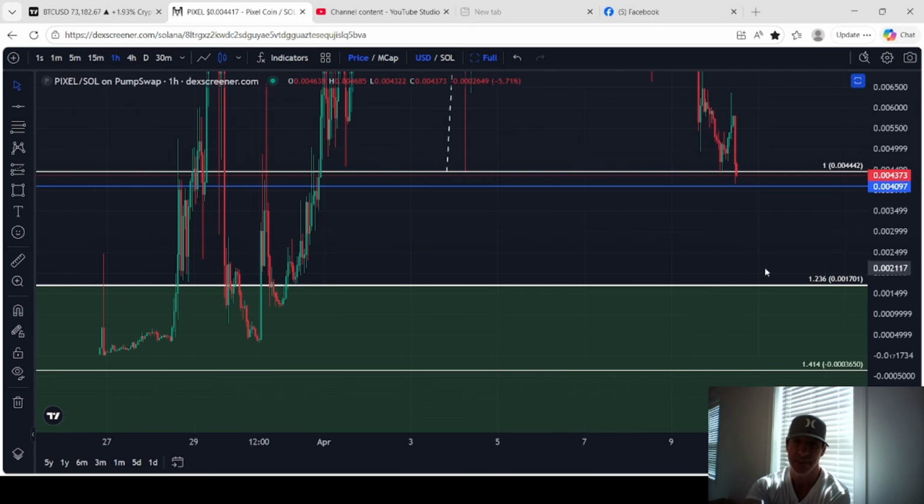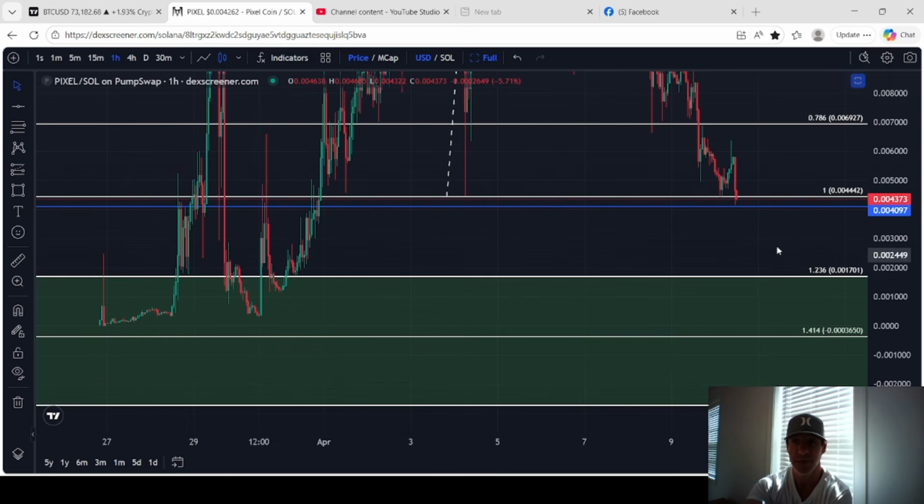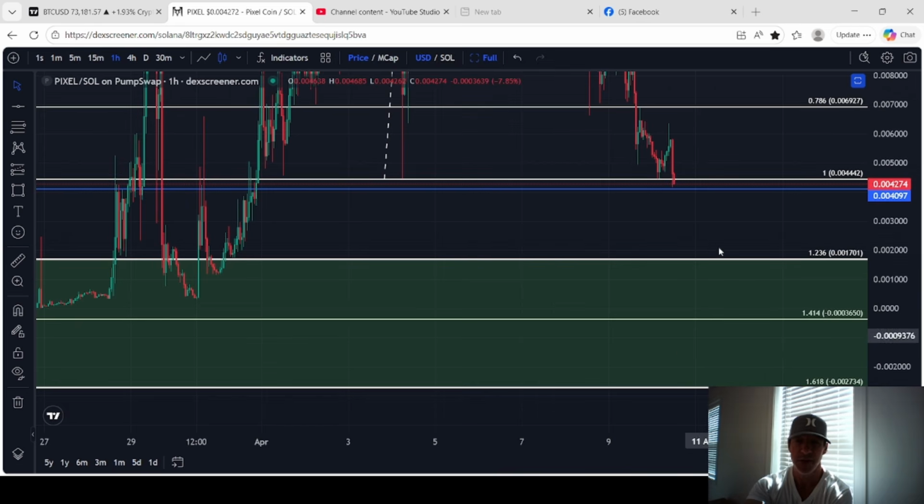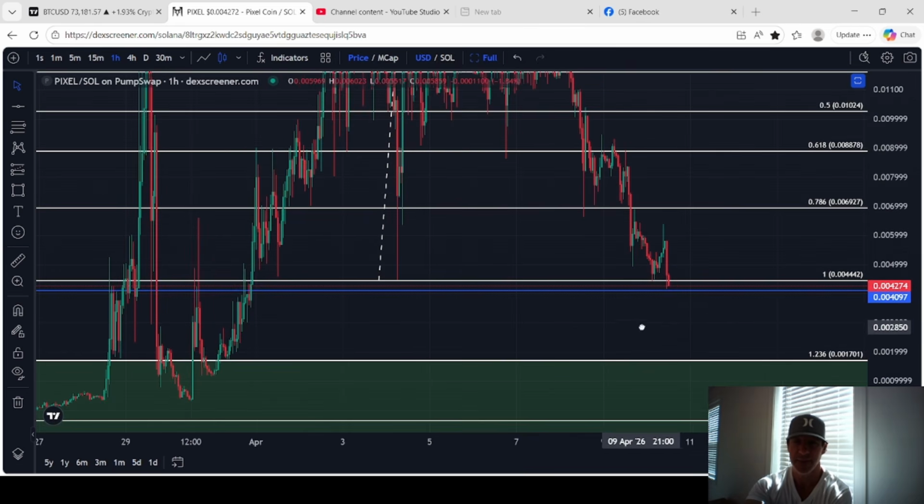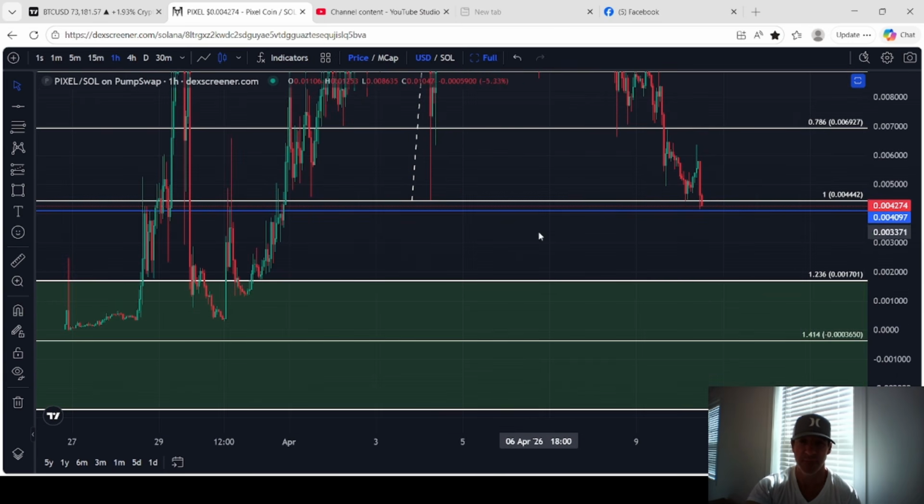But hopefully, it just depends if you believe in this coin, then this would be great buying areas. Right now it's doing what it needs to do, holding support in this area, but it needs to bounce.